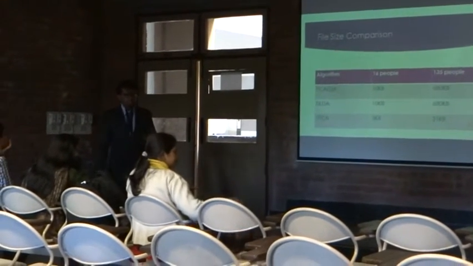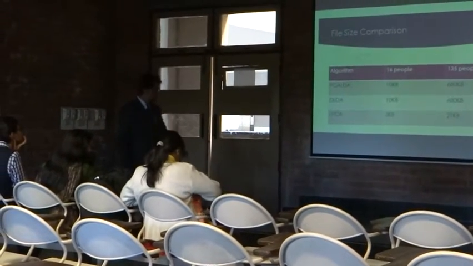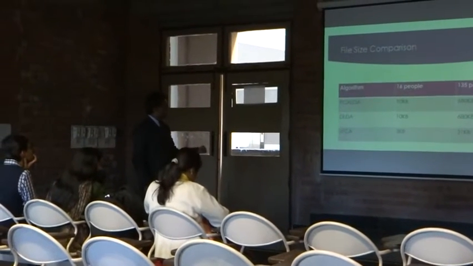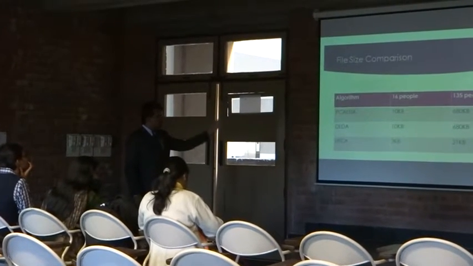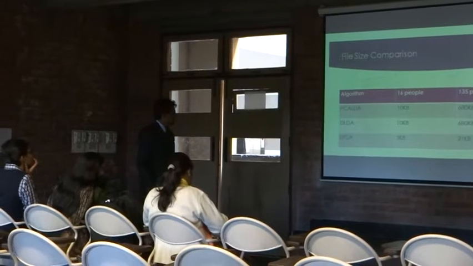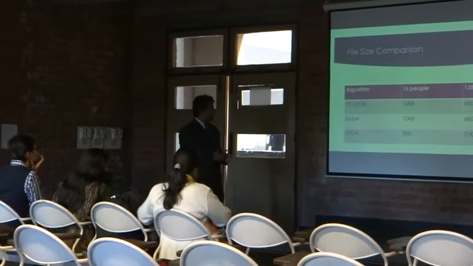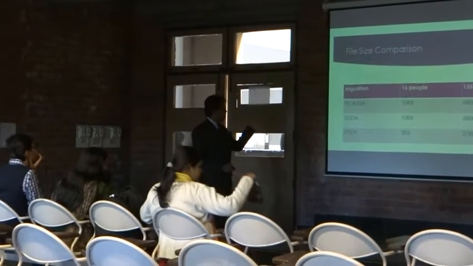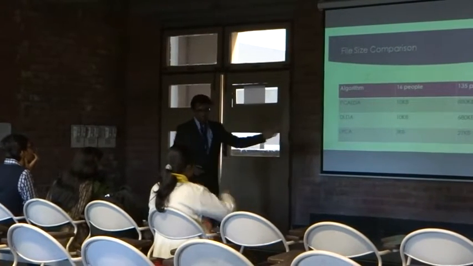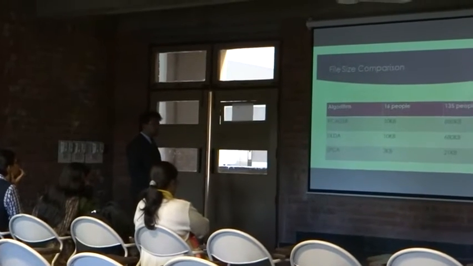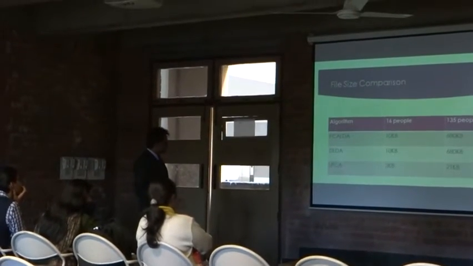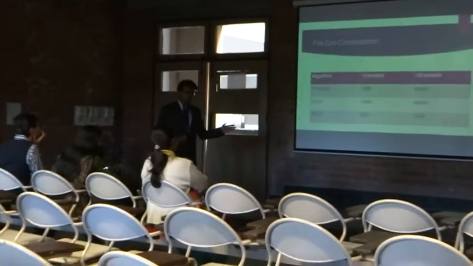And the dimensionality reduction has its proof over here. A database of 16 people and 135 people were taken and the reduced dimensional feature vectors were computed. The file size of PCA shows 10 KB and 650 KB, and for my algorithm, the size drops astonishingly to 3 KB and just 21 KB.